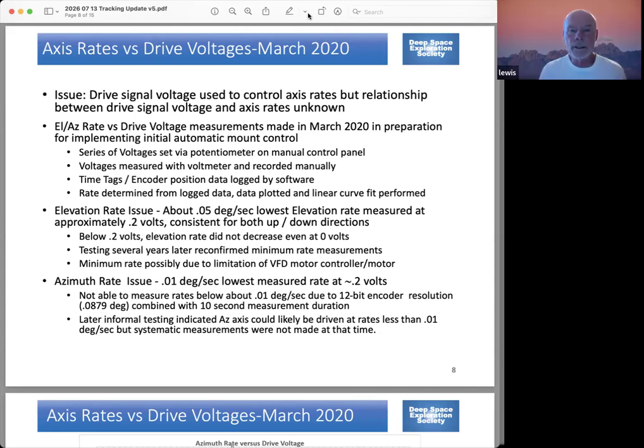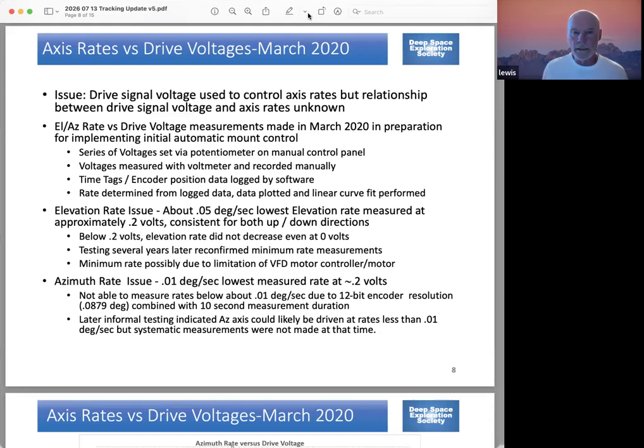So one of the things I was concerned about is time tagging accuracy, because we're going to use the time tags and positions to compute the rates. And by running it at 100 hertz, at worst, on the average, the time tag would be off by at most half of a hundredth of a second, plus or minus.